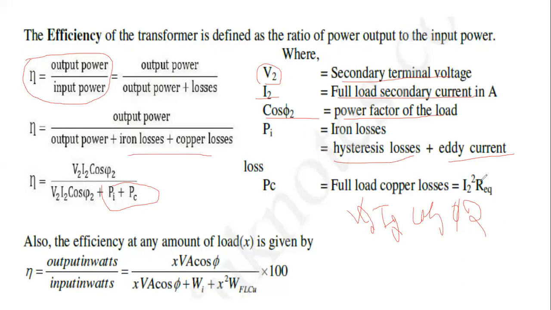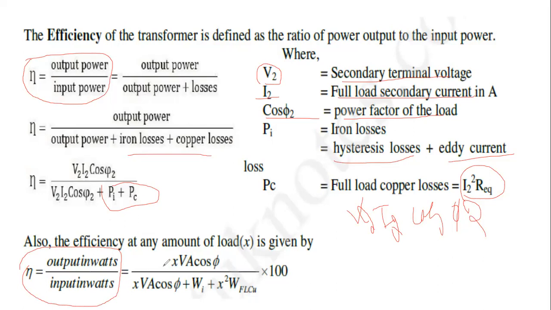Therefore, the copper losses is I2 square R2. Now we are calculating the efficiency at any amount of the load. That is, efficiency is equal to output in watts by input in watts.